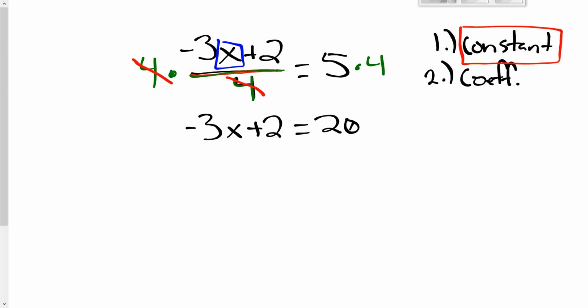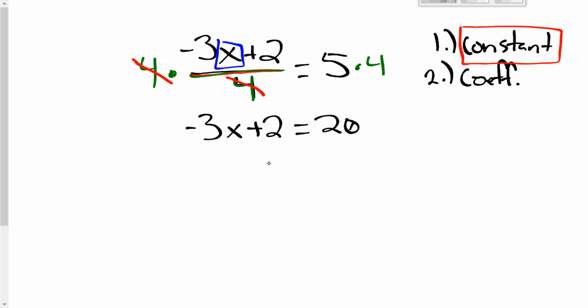And now we just have a two-step equation. You can even probably pause the video here and try to solve for that now. I will finish solving it as well. All right, now we can definitely see what the constant is. That constant is the 2, but you'll notice this now is 20 on the right-hand side.